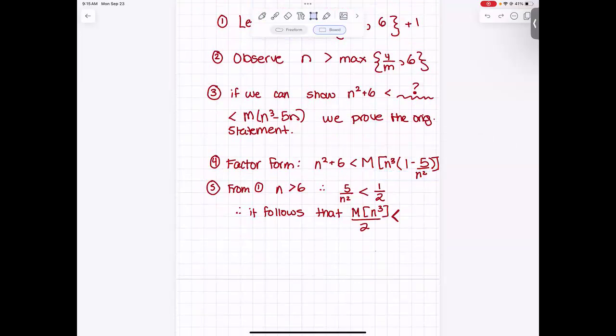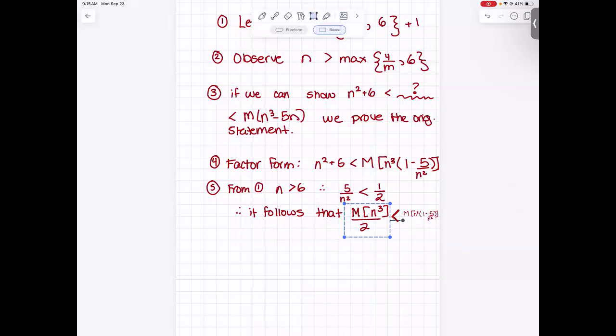Just because I'm such a big writer here, I'm running out of room. There we go. I'll just sneak it right in there. So that's what we can say, right? We can say that that's true because we know that 5 over n squared is strictly less than a half. So when we take 1 off of that, we're going to end up with the difference here being greater than a half. And so this whole thing will be greater than this whole thing.